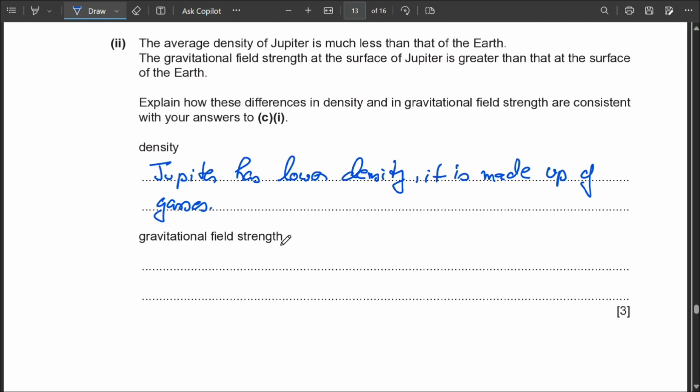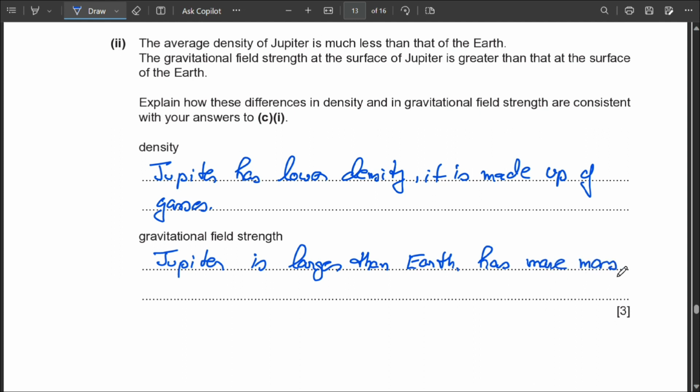The gravitational field strength depends on the mass. So it has the mass. We know that Jupiter is very large. Jupiter is larger than Earth, or you can say has more mass than Earth. And we know that the gravitational field strength depends upon the mass only.